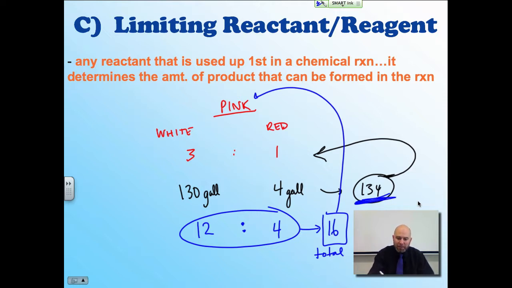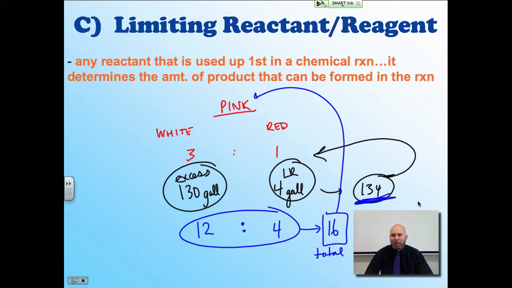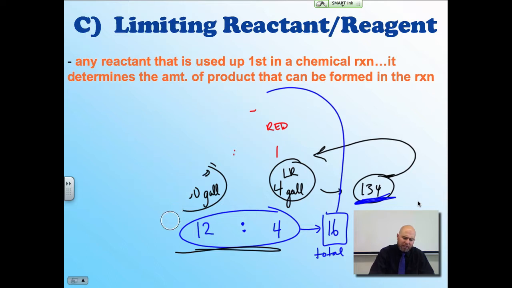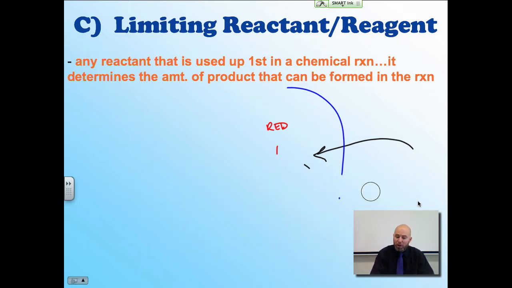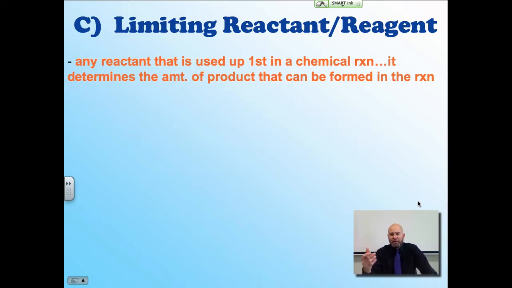So basically what's happening here is that this 4 gallons is my limiting reactant. This white is my excess reactant. I just got plenty of it. It doesn't matter that I have 130. I need to keep that ratio. So that's what a limiting reactant is. Like you saw in the video before, where we had some water being produced and we had excess hydrogen, it just means that we had enough that it didn't matter.